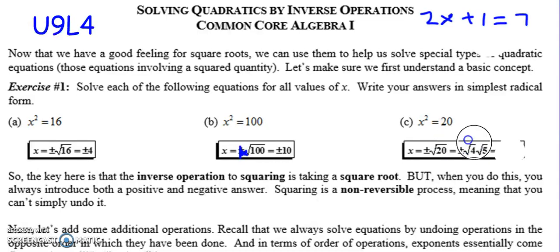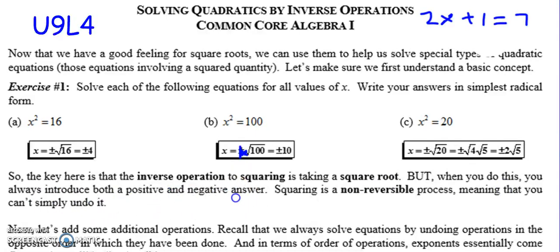Okay. And then hopefully you know that square root of 20 is square root of 4 times square root of 5, and now I can take the square root of 4, and again we should be writing plus or minus 2 radical 5. So the key here is the inverse operation to squaring is square root. So if I want to get rid of the squared, we do the square root. But then you do this always to introduce both the positive and negative answers.